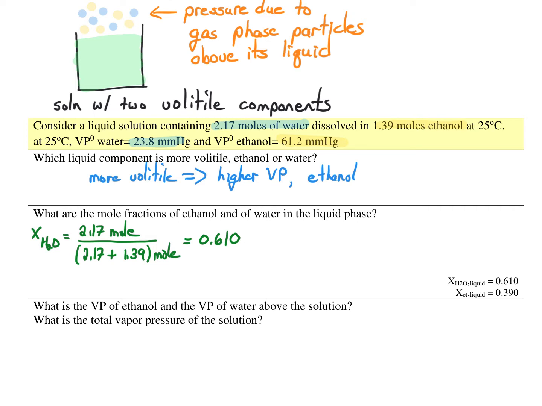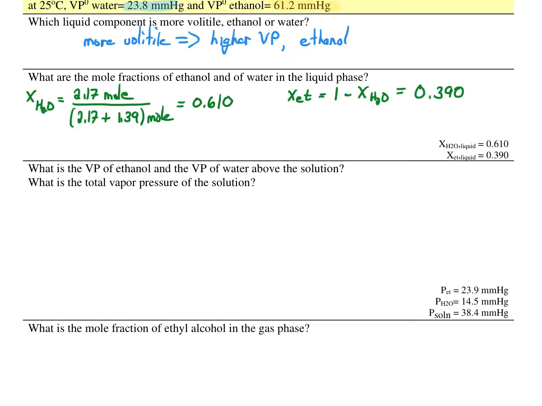We could do the same calculation for ethanol, but we also know that the sum of the mole fractions has to sum to 1, so we can subtract the mole fraction of water from 1 to get the mole fraction of ethanol, which is 0.390. Now these are the mole fractions in the liquid phase. The next step is to look at the gas phase.